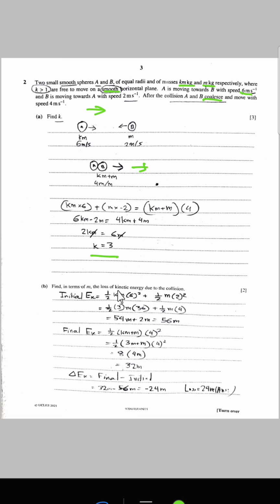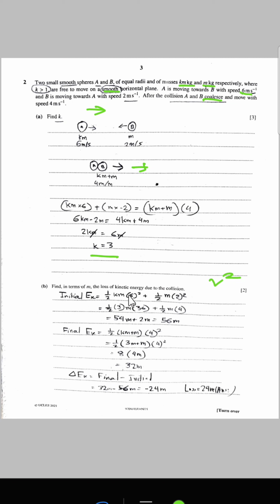Find in terms of m the loss in kinetic energy due to collision. So we need to find the loss in kinetic energy. So kinetic energy is equal to half m v squared, where v is the speed, or kinetic energy is equal to half mass into speed squared. So it would have no direction, thus all the direction would be positive.